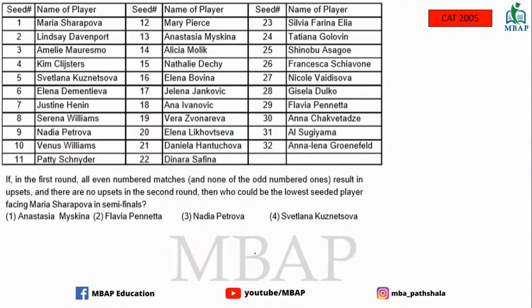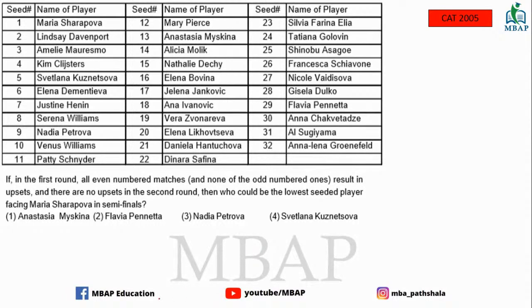All right, next question. If in the first round all even numbered matches, that means none of the odd numbered ones, result in upsets, and there are no upsets in the second round, then who could be the lowest seeded player facing Maria Sharapova in the semi-finals? Now, this is an interesting question. However, if you look at it logically, it's not difficult at all.